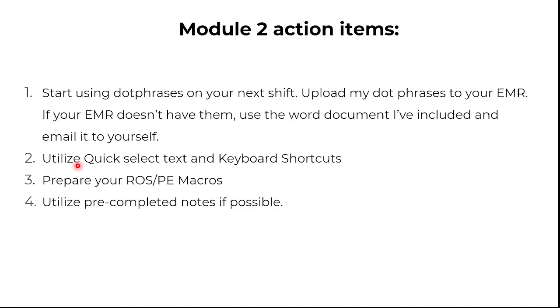Number 2 is you can utilize quick select tools and keyboard shortcuts, and this is going to maximize and work very synergistically with your dot phrases. So these are 2 key action items that you want to be focusing on. Third and fourth is preparing your review of systems and physical exam macros. You can use mine. They are in there. They are listed under .pe comprehensive and .ros comprehensive. And lastly, you could utilize pre-completed notes to put all of this together.